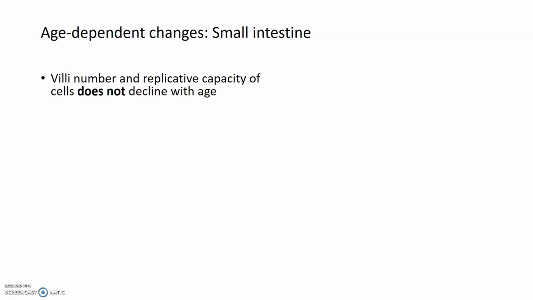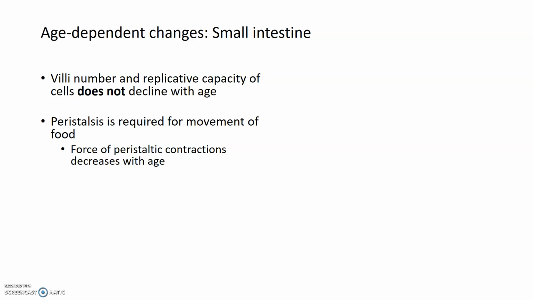And so over time, as we age, the number of villi, as well as the replicative capacity of these cells, does not change with age. So there's not less villi. The surface area, therefore, remains the same for absorption within the small intestine. And the replicative capacity of the epithelial cells, which need to replace themselves as food moves through the small intestine, that doesn't change either. They're able to replace themselves quite easily, even with increasing age.